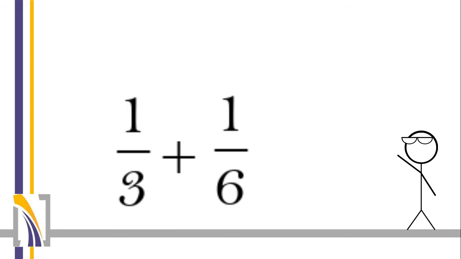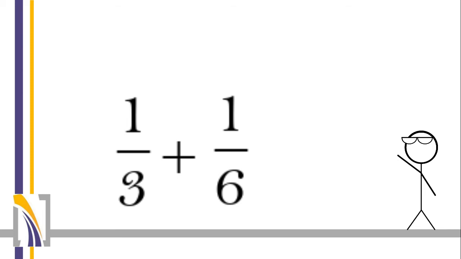Let's try it like this. If we have a third of a pizza and then a sixth of a pizza, because the denominator is different, it is called unlike fractions. So what are we going to do? We have to make them even, make the denominators the same so they become like fractions. So how do we do it? It's actually kind of easy.